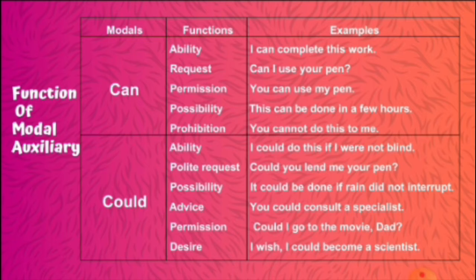Whereas with could, these possible functions can also be used. But the main difference between can and could is that could is considered the past tense of can. So when we talk about the past and want to show ability, possibility or advice, we can use could as well. And one more thing is that we can use could in the present tense as well when we ask for permission, and in that way we can ask in a very polite manner.